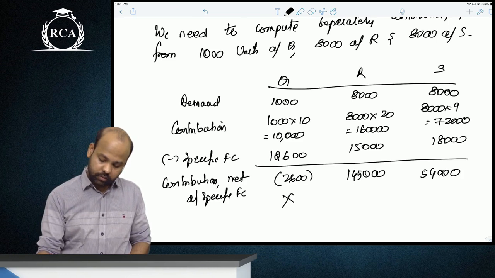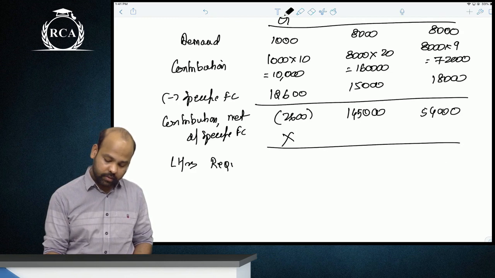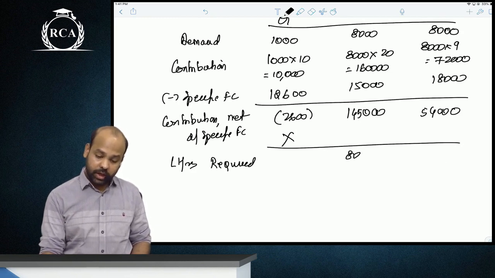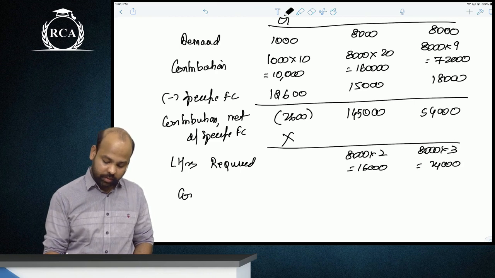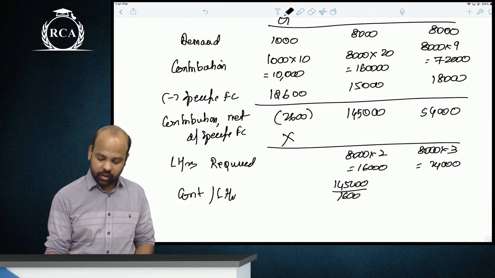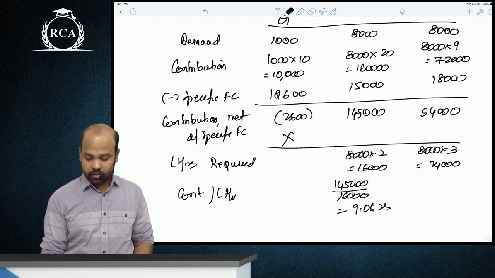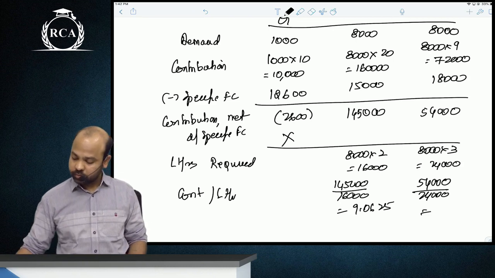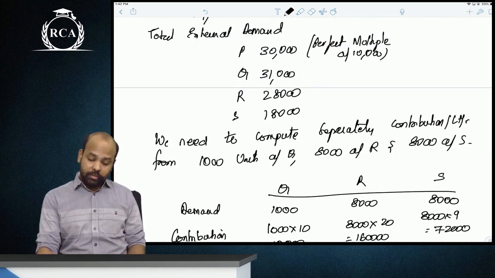$54,000. The number of labor hours is such, guys. Labor hours required: 8,000 units into 2, beta, 16,000 hours. 8,000 units into 3, 24,000 hours. You see, guys, what is the contribution per labor hour net of specific fixed cost? 1,45,000 by 16,000 is 9.0625. And guys, here 54,000 divided by 24,000 is 2.25. Combine this and this, beta.